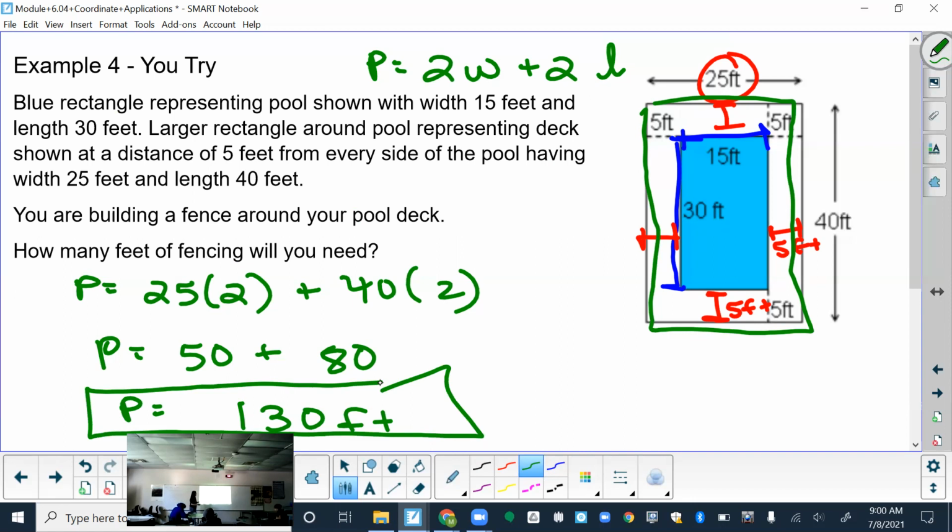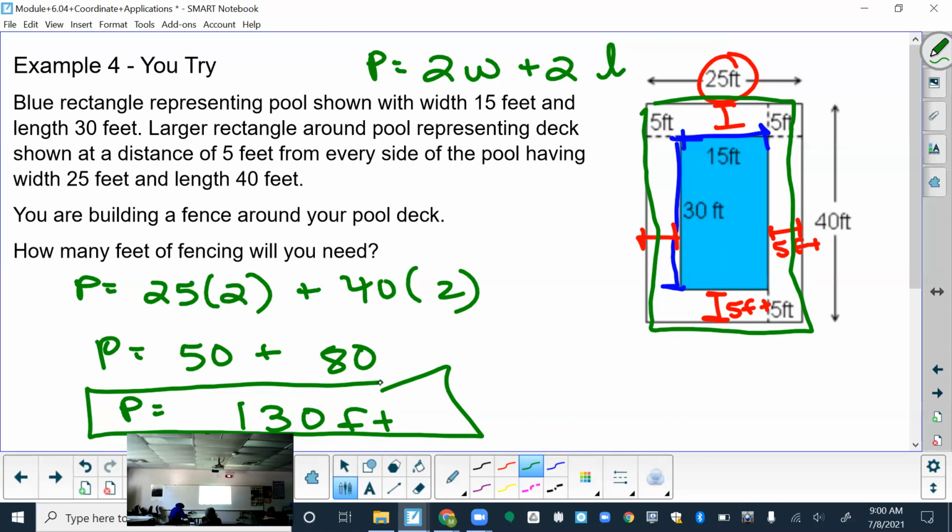All right, questions? All right, so people always really hate those ones because they think it's a lot harder than it actually is with those pictures. Just make sure you're reading it closely, what it's actually asking for. Sometimes it gives you extra information that you don't care about. All right, so the next page is titled Applications with Perimeter.